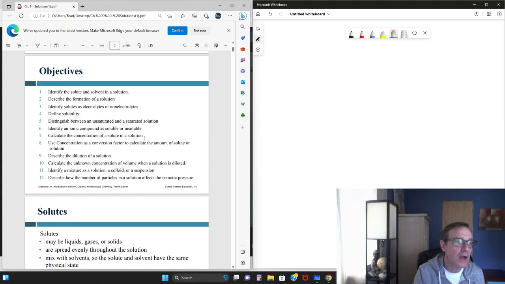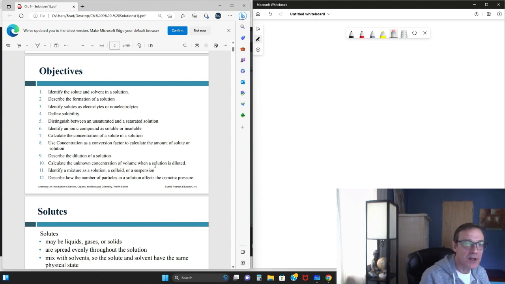We are going to identify the difference between the solute and a solvent in solutions, both gaseous and liquid, how you form solutions, electrolytes and non-electrolytic solutions, what solubility is, saturated versus unsaturated, ionic or soluble and insoluble, concentration, and now we'll start getting into our math. We're looking at concentrations, conversion factors again. Of course, you never get away from conversion factors.